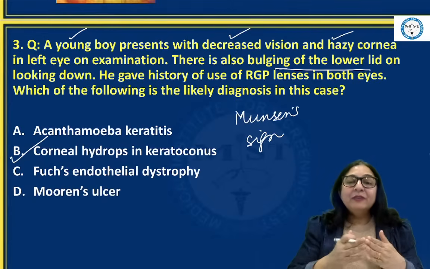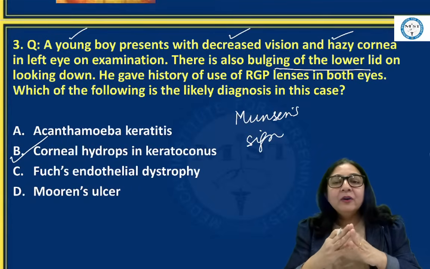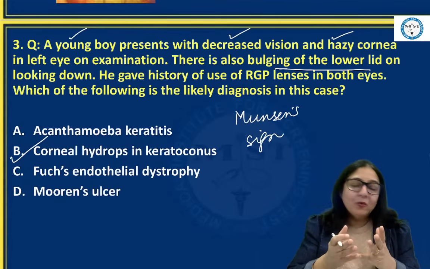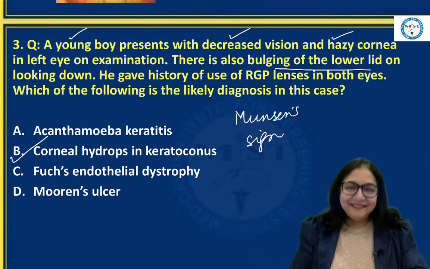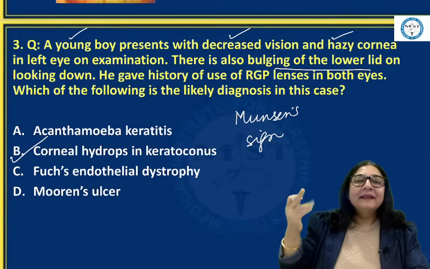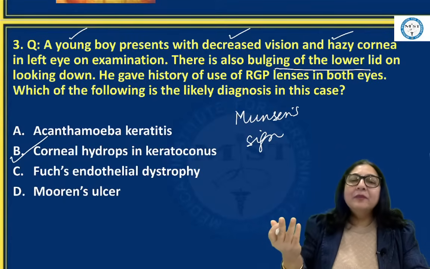Right? Now coming to the choices, how to exclude the other choices. Sometimes when you are not very sure about the actual choice, you all know that if you exclude the other choices, many a time you can get the right answer. So, acanthamoeba keratitis. In acanthamoeba keratitis, there is no reason to have a Munson sign.